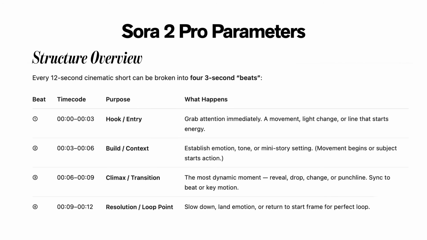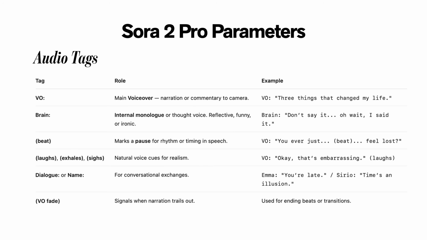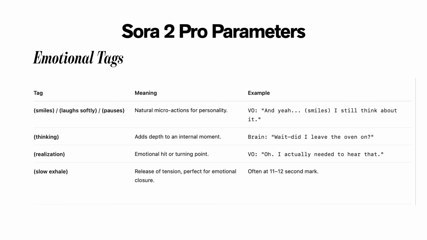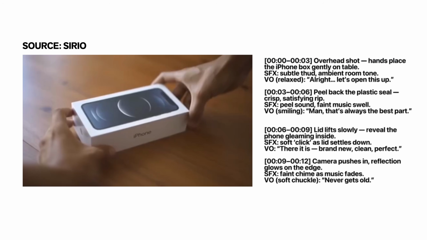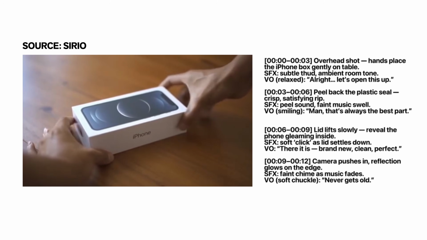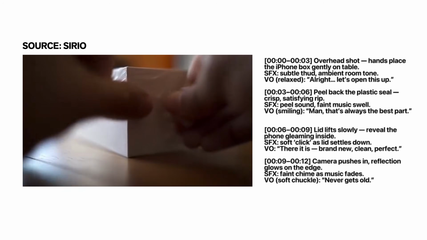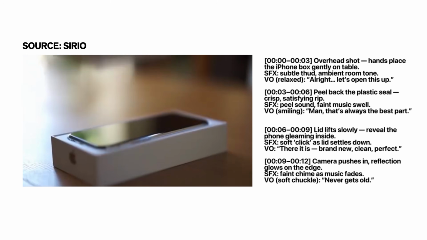Now on screen, I'm going to leave a few different parameters that you can play around with, but you have stuff like a structure overview, as well as timeline tags, audio tags, sound tags, emotional tags, and camera tags, which work extremely well with Sora 2 Pro. And here's another example of this method being used, and as you can see, it's doing exactly what you've described inside of that prompt, which is absolutely crazy.